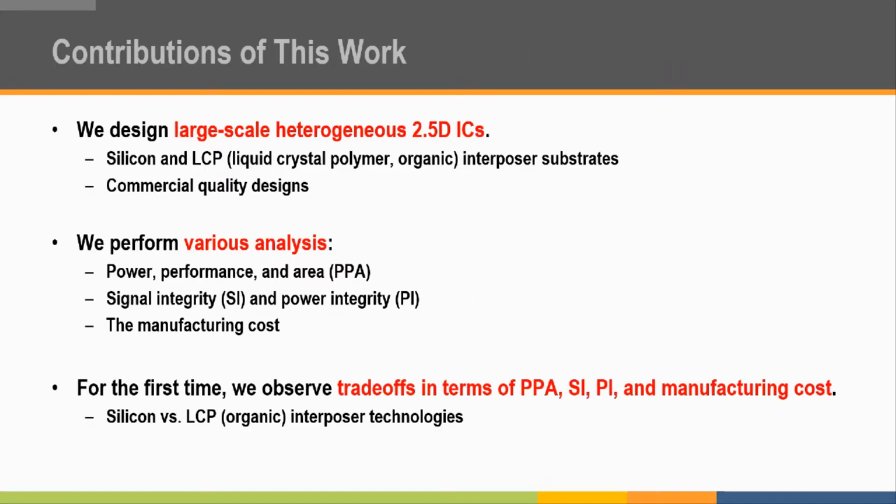In this work, we design large-scale heterogeneous 2.5D ICs using silicon and LCP interposers. We also perform PPA analysis, signal integrity, power integrity, and manufacturing cost analysis on those designs. Finally, for the first time as far as we know, we observe quantitative trade-offs in terms of PPA, SI, PI, and fabrication cost depending on interposer technologies.